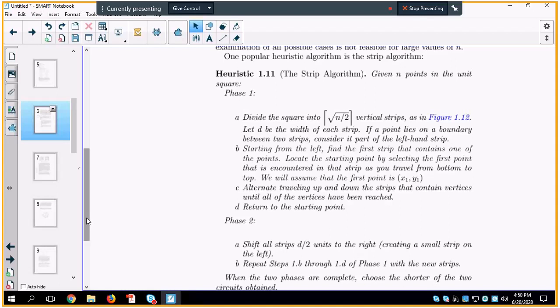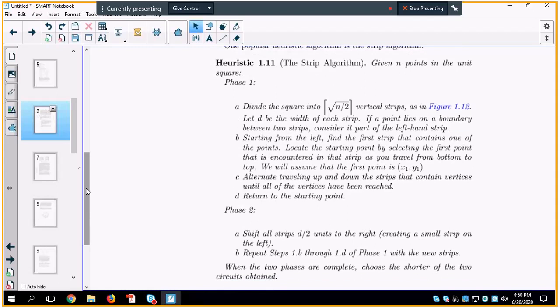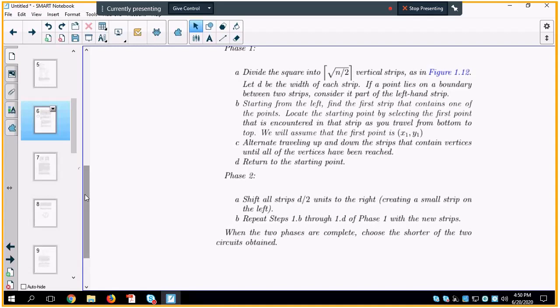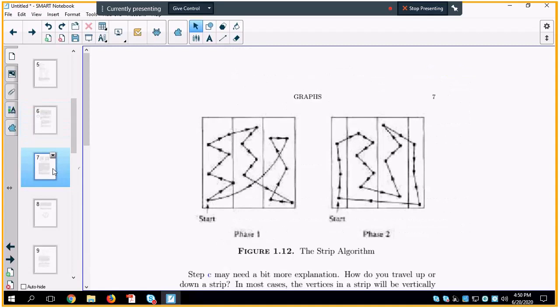Then, starting from the left, we find the first strip that contains one of the points. Locate the starting point by selecting the first point that is encountered as you travel from bottom to top. Alternate traveling up and down the strips that contain vertices until all of the vertices have been reached, and then return to the starting point. That's phase 1. Then phase 2 will be to shift all strips d over 2 units to the right, which will create a small strip on the left, and repeat steps 1b through 1d of phase 1 with the new strips. When the 2 phases are complete, choose the shorter of the 2 circuits obtained.